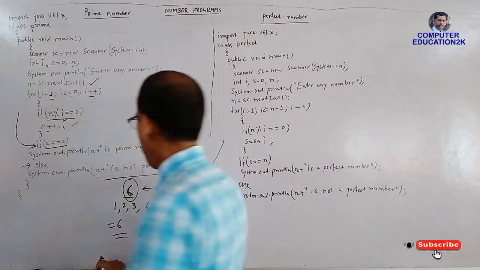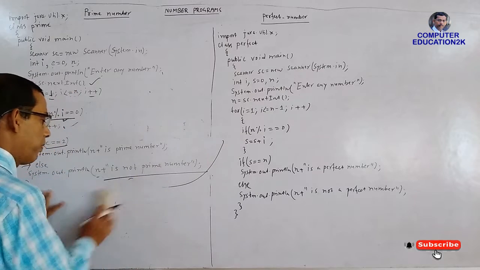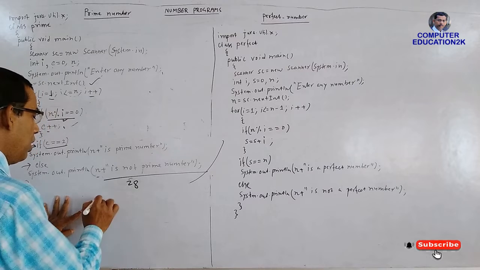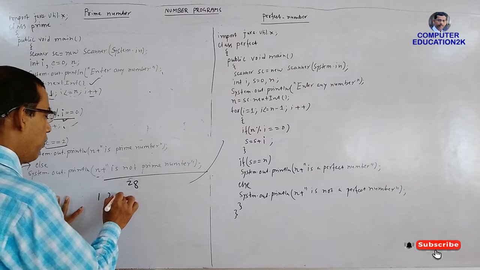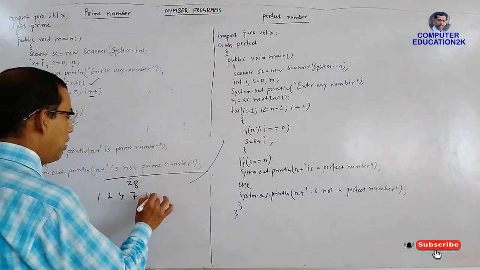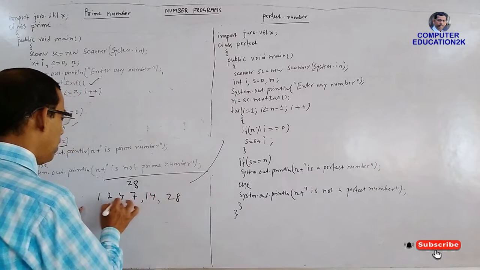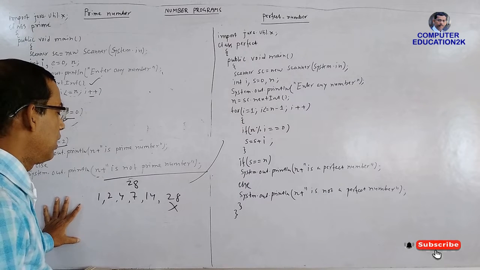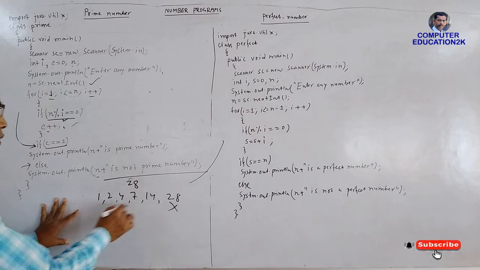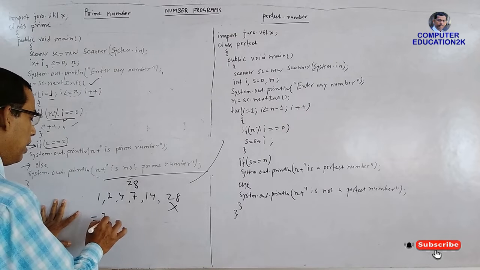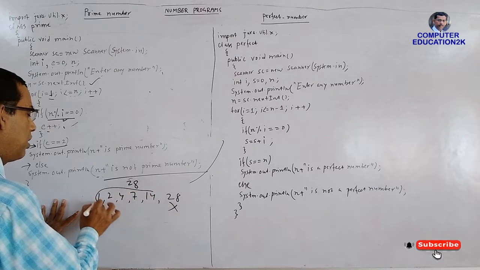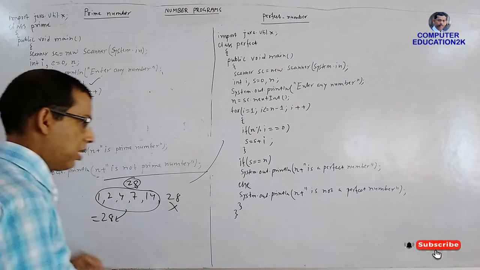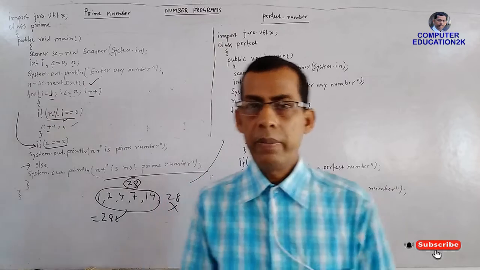Say 28. 28 is also a perfect number. If you find its factors, they are 1, 2, 4, 7, 14, 28. But you will not take 28. A perfect number is a number whose sum of the factors is equal to that number excluding the number. If you add all these numbers, you will get 28. So 28 is a perfect number. I think now you have understood what a perfect number is.